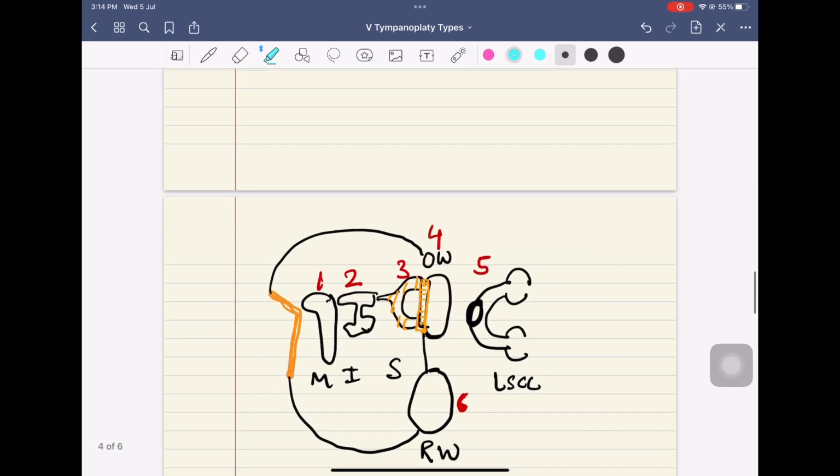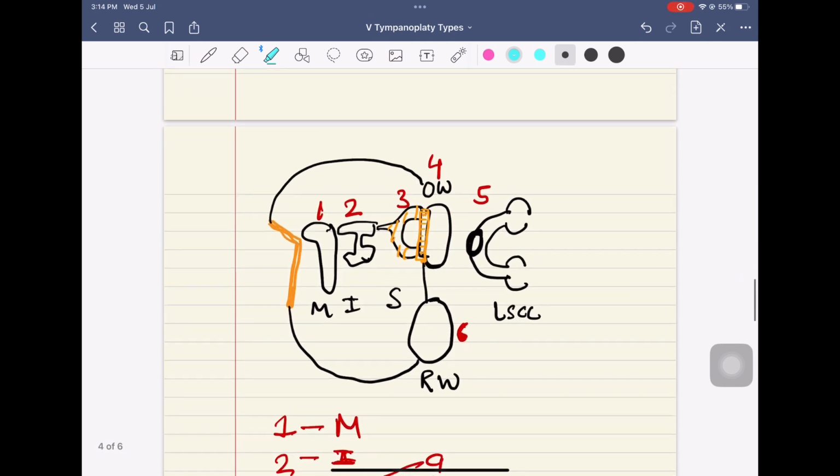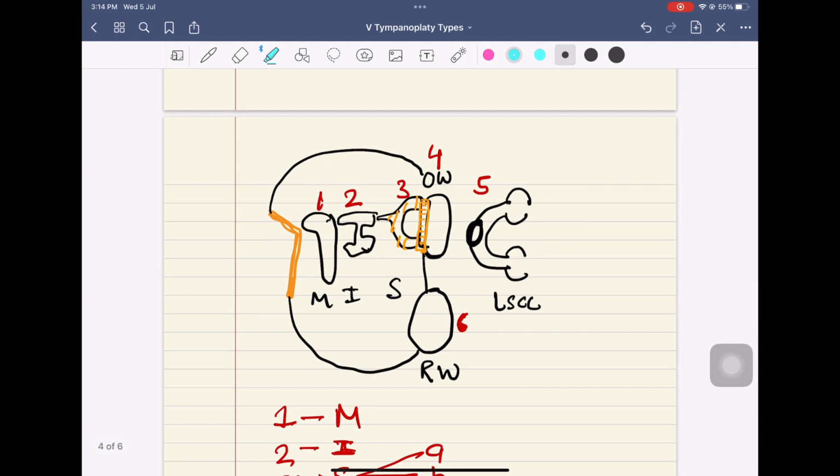Now this is a diagram showing the various types of tympanoplasties in a simplistic form, right? Type 1 is when we are placing the graft on the malleus. Type 2 is when we are placing the graft on the incus. Type 3 is when we are placing the graft on the stapes. Type 4 is when we are placing the graft on the oval window and cartilage on the round window.